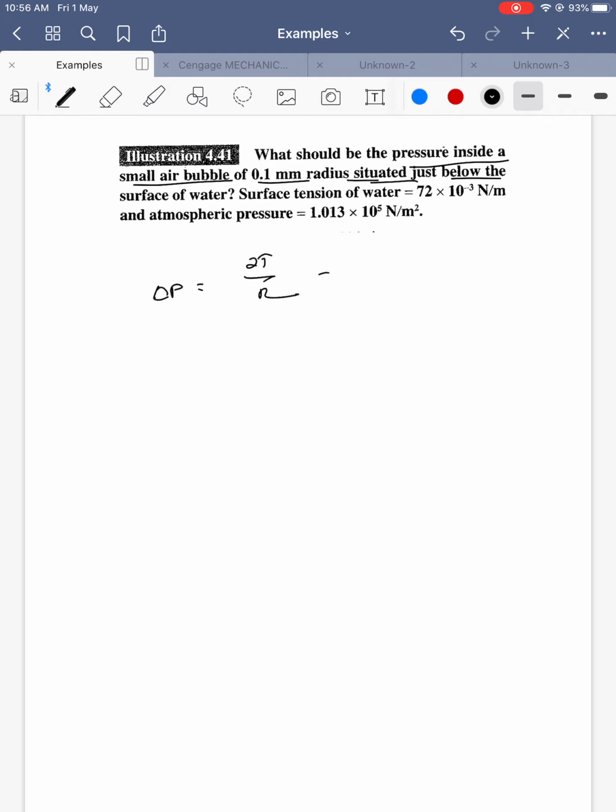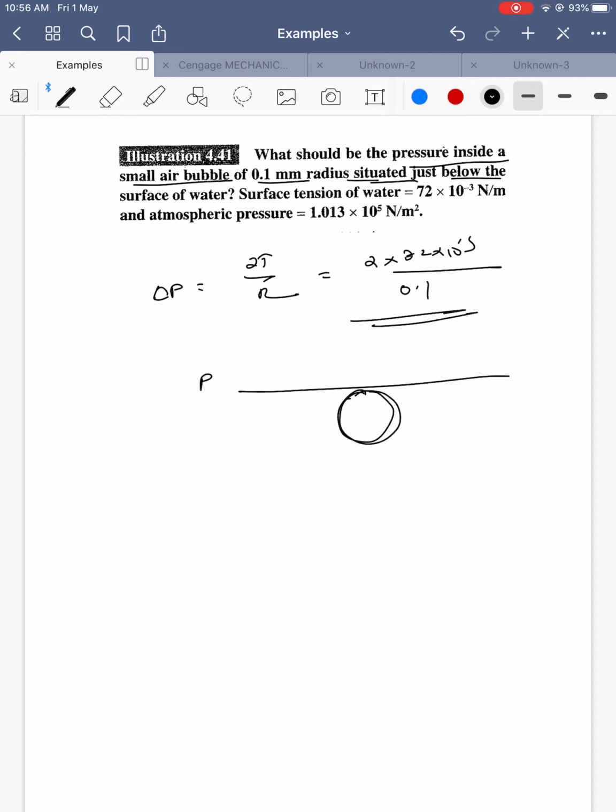So 2T by R, 2 into surface tension, which is given as 72 into 10 power minus 3, and radius is given, 0.1. So everything is done. He is asking the inside pressure. So just inside the water, this is an air bubble. What is the pressure here? Just outside, atmospheric pressure, and pressure inside. So P inside is equal to P atmosphere plus 2T by R.